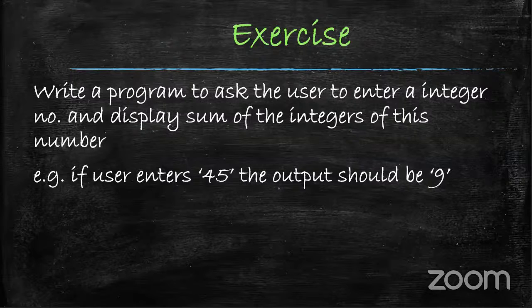Can anyone tell me how we can go about it? Just take this input as a string first, then using a for loop iterate over the string and use int type casting over this string to make each and every character an integer and then add them.